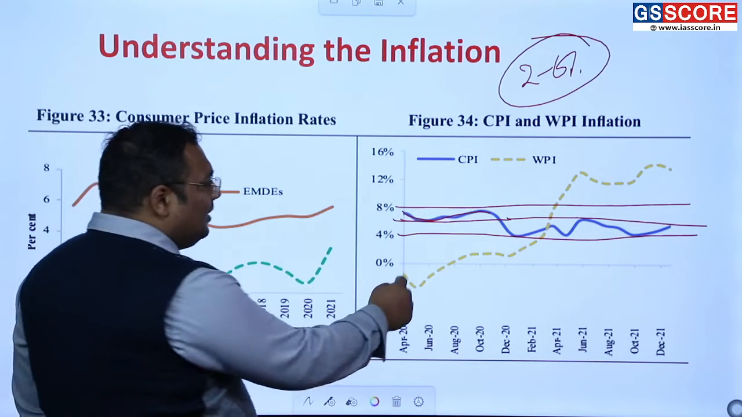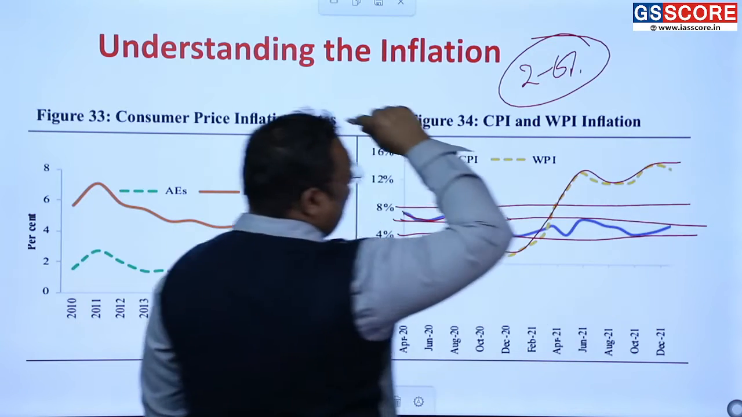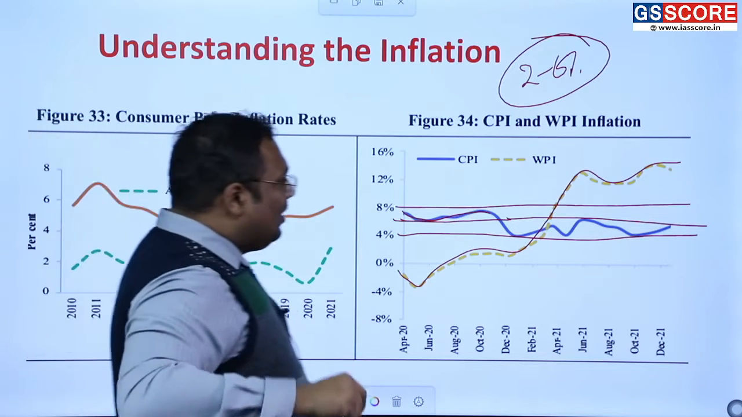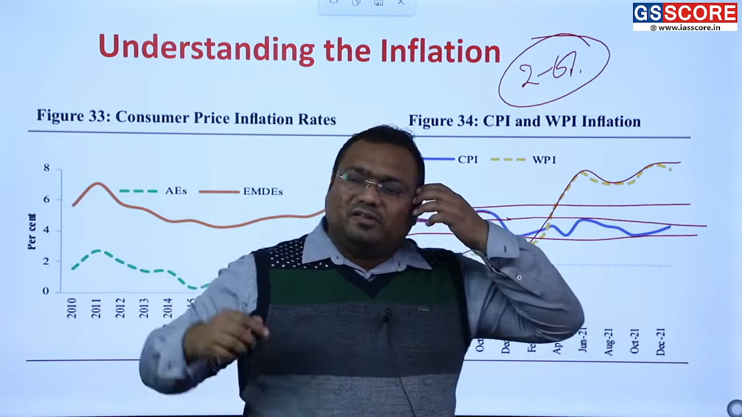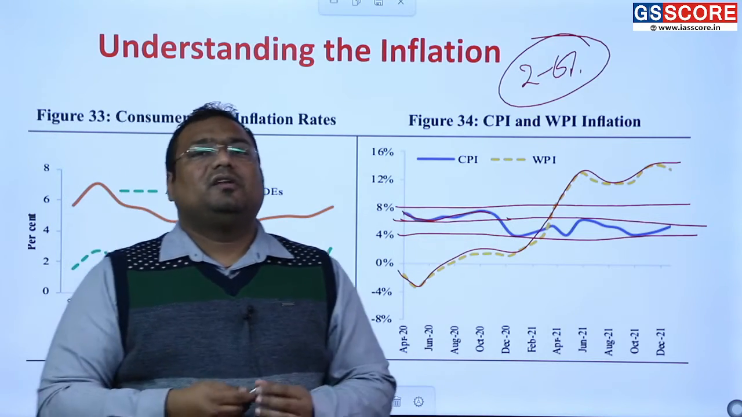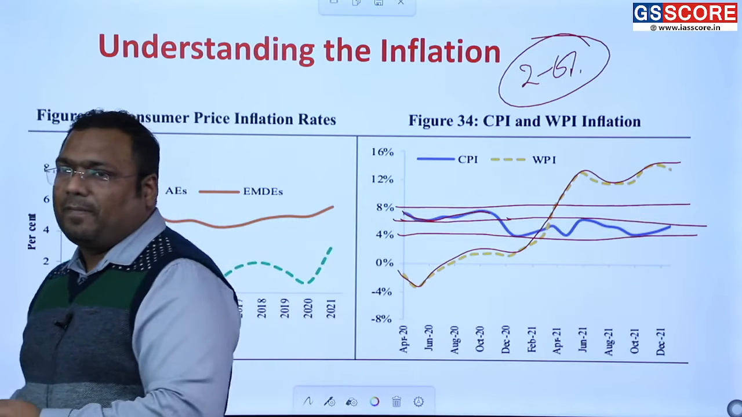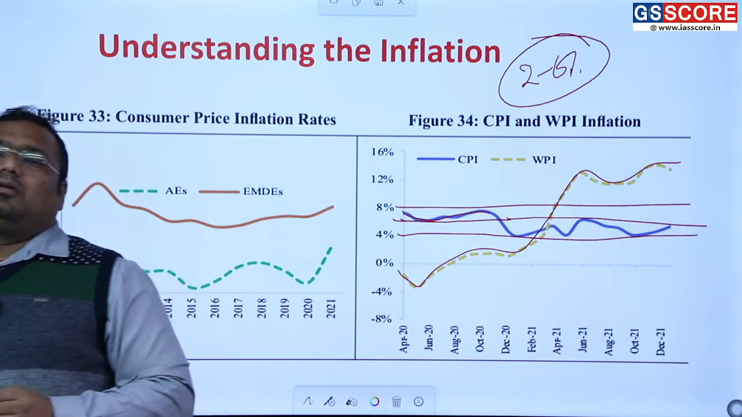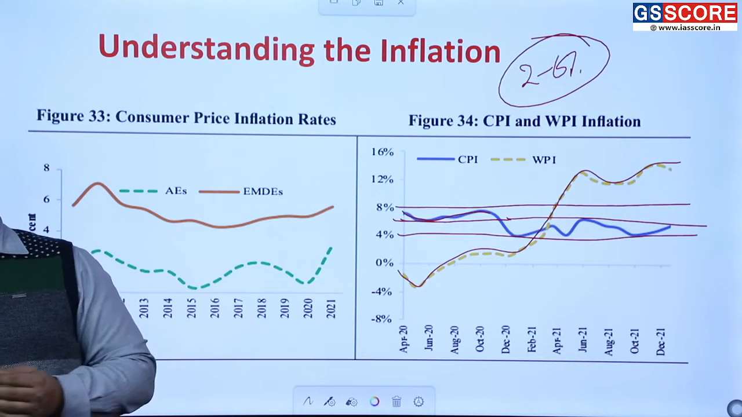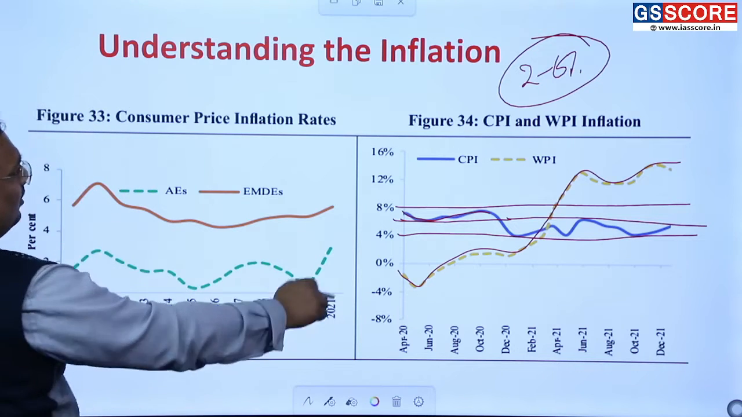But meanwhile, if we see WPI, it has increased to a very high level. The wholesale price index, that means for consumers, the prices have not increased as much as they are increasing for producers. It is becoming more and more expensive to produce things. That means profitability is falling. Businesses are taking on the loss themselves and selling products at roughly the same price as earlier.